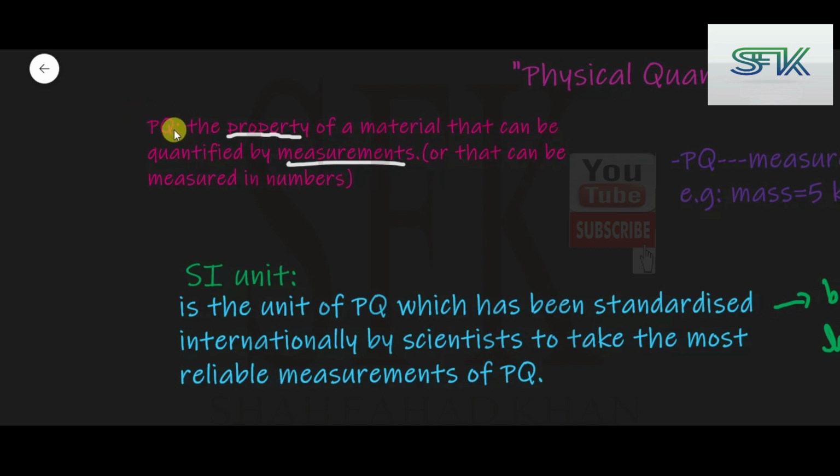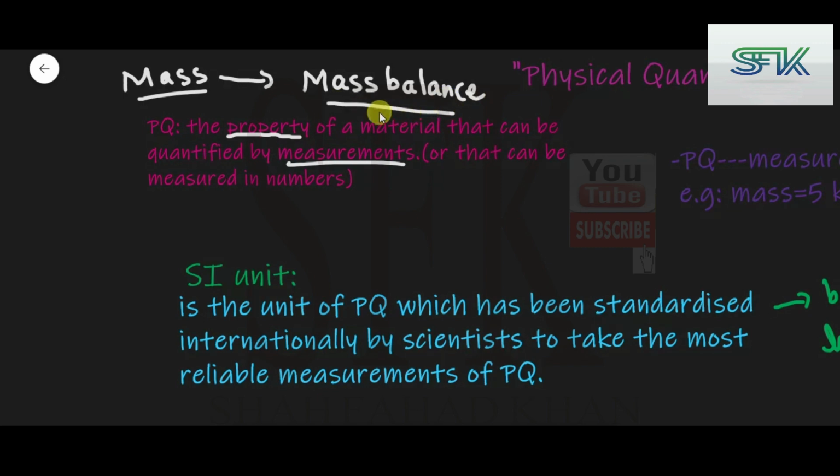Now I'll give you an example. Let's say we have mass. Mass is a physical quantity and we can measure it using a mass balance, and this mass balance will give us a numerical answer, for example, 5 kg.